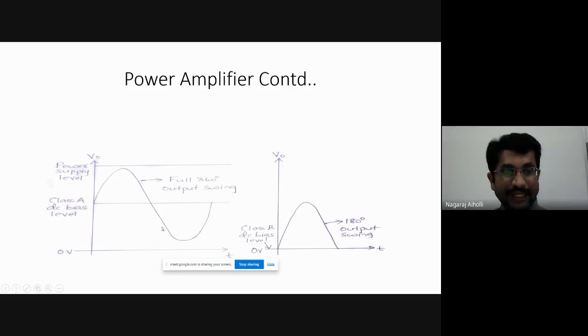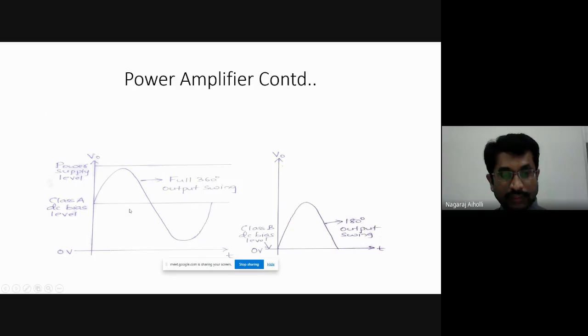It is not like the class A power amplifier. In a class A power amplifier, it is above the 0 volts, so it is not producing an exact cycle as that of the input. Correct? Even though it is a full cycle, it is not touching the 0 volts level. But in a class AB power amplifier, what is happening is it is touching almost nearer to the 0 volts level.